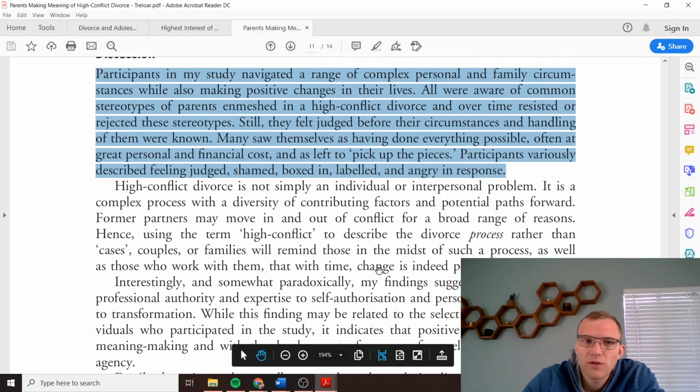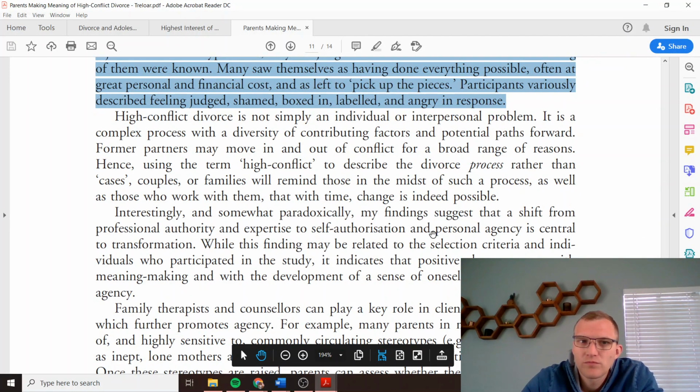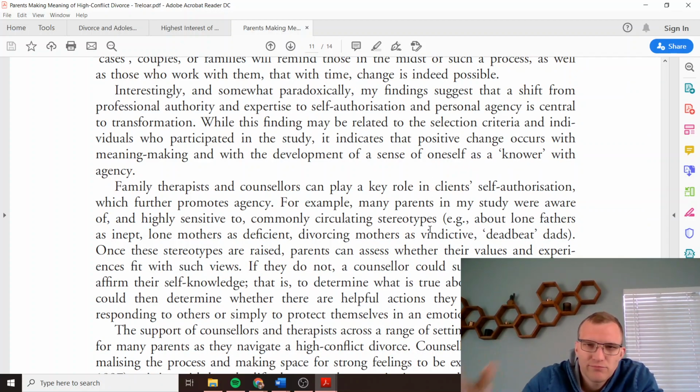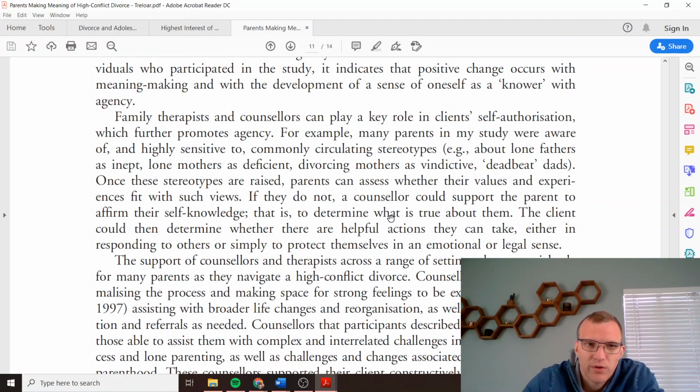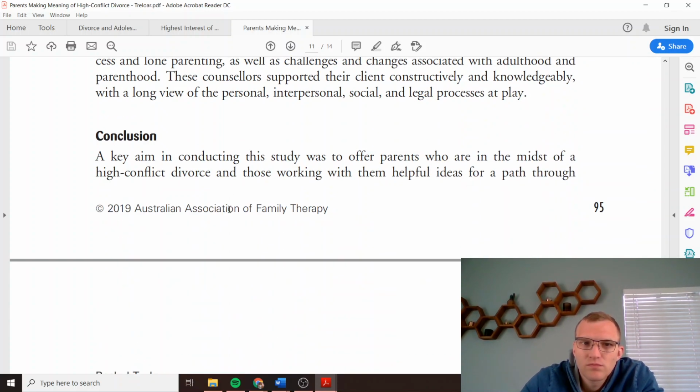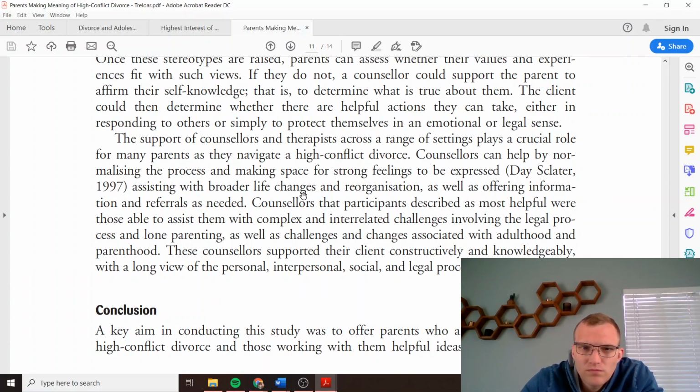And I keep looking here to see if there's anything else that is interesting. I'm kind of playing around here because I'm not actually writing this paper, but okay, so this is talking about counselors. Those able to system complex.